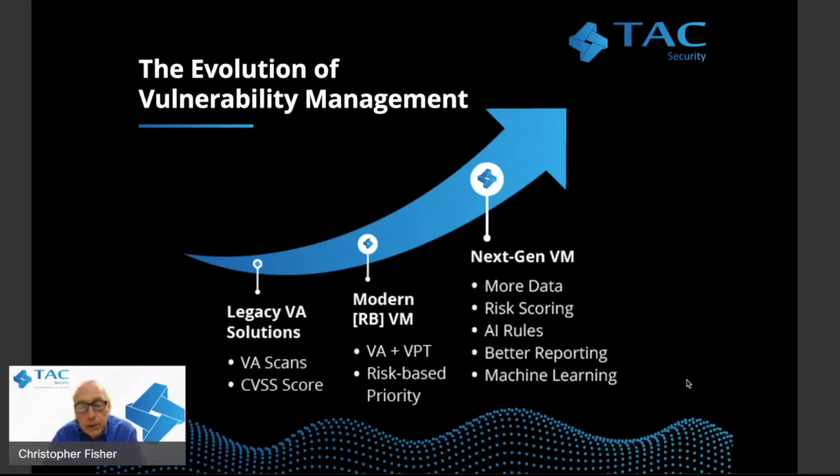Where we are at Tax Security is it's time to think about next generation vulnerability management, where we're looking at more data beyond just vulnerability data and prioritization data, where we're pulling in data from a variety of other sources to give you more context around the vulnerabilities that have been found, and to help you with risk scoring and AI rules and machine learning to actually understand, with all that additional data, what vulnerabilities you should address first to have the biggest impact on risk reduction. So that's what we call next generation vulnerability management. It is the future of vulnerability management.